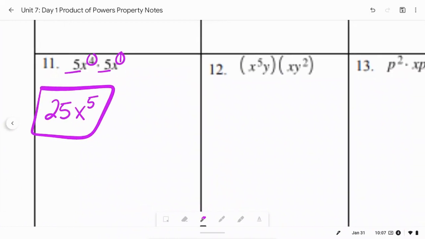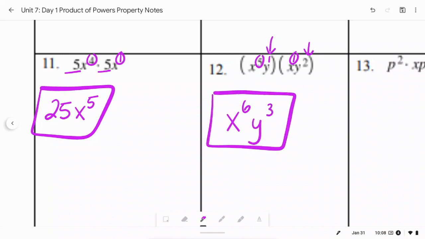Then number 12, again, put an exponent of 1 with the first y and an exponent of 1 with the second x. So now we have two different bases. We have x's and y's. We can only combine the x's together and then the y's together. So I'm just going to look at the x's first, and when I add those exponents, I get x to the 6th. And then I'm going to add the y's together. So 1 plus 2 gives me y to the 3rd power. You cannot combine the x and the y because they are different bases. So that's your final answer.